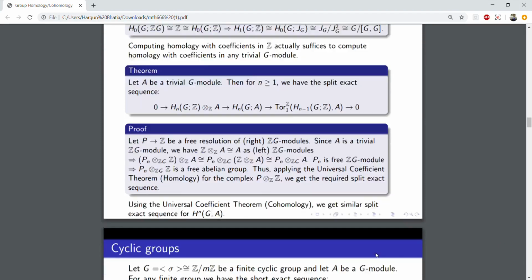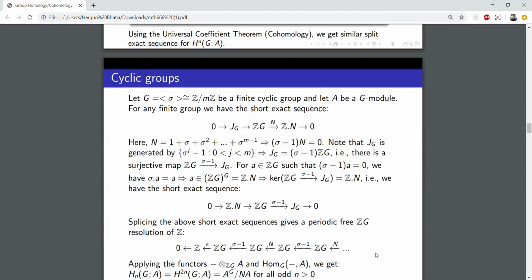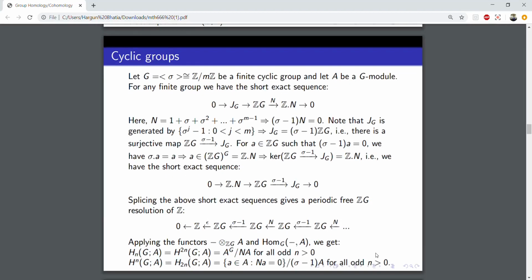Okay, now let's compute some homologies and cohomologies for groups where we can compute, for instance, cyclic and free groups. Now for cyclic groups, suppose G is a cyclic group generated by sigma. If it's infinite, we have already done it, so suppose it's finite, isomorphic to Z mod nZ, and then you have to get hold of a projective resolution of Z. First, for any finite group, you already have this short exact sequence. This comes from our previous observation: the multiplication by n map has a kernel, and this is surjective. So this is a short exact sequence that is already there.